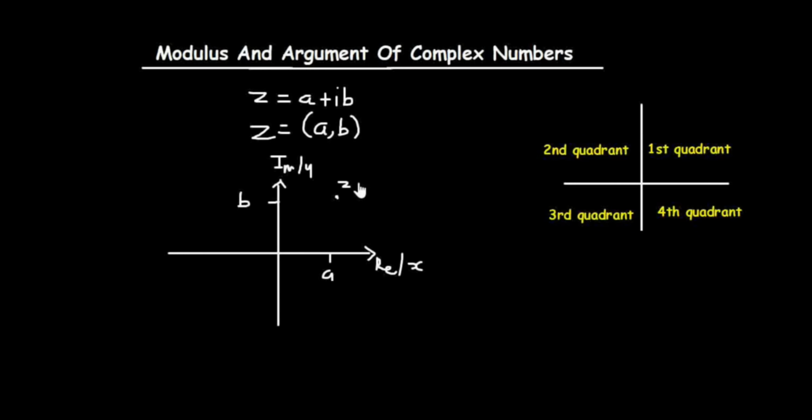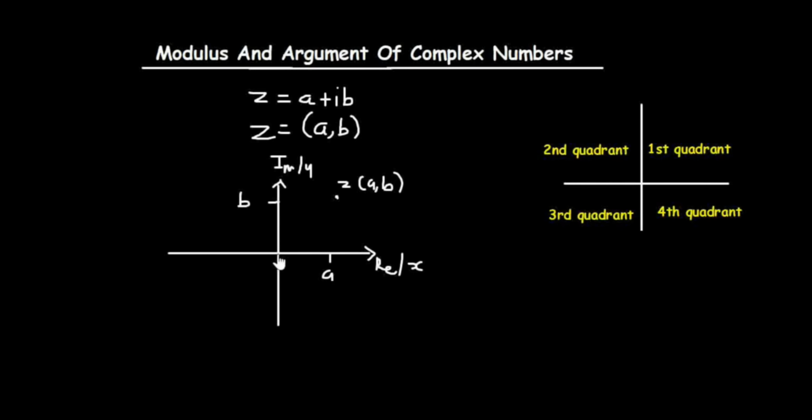So this is the plot of z. That's what this means. You are considering the components of z, which are a and b, to be the coordinates of a plot. We call this diagram here the Argand diagram. So let's learn more about this.